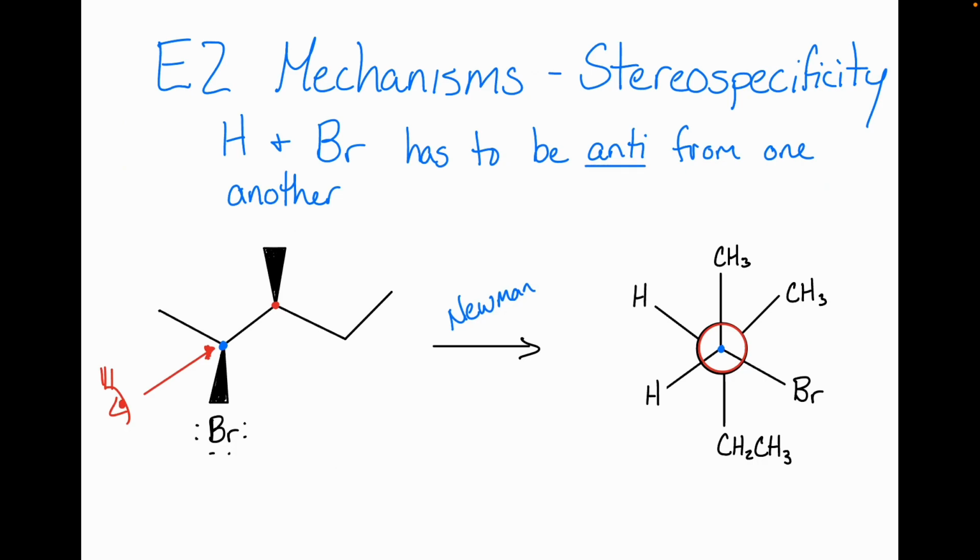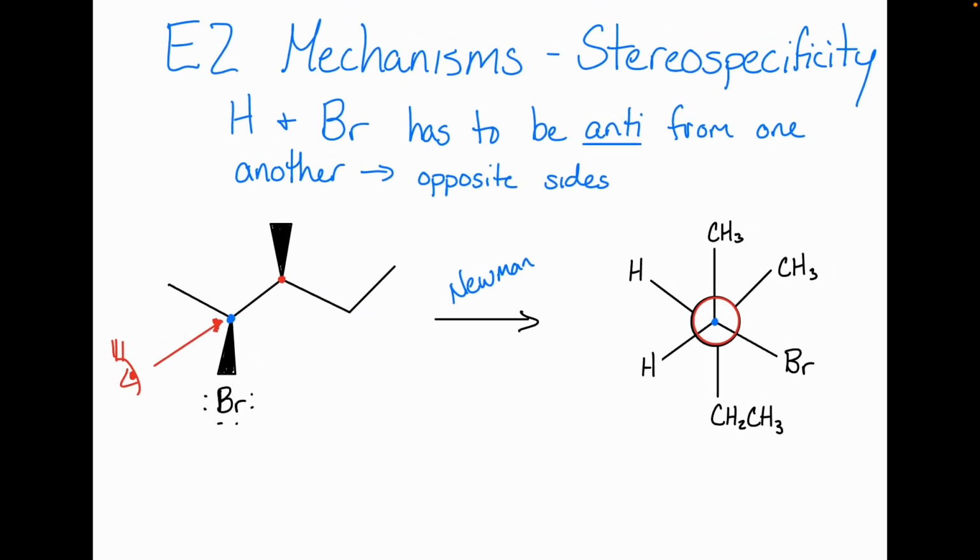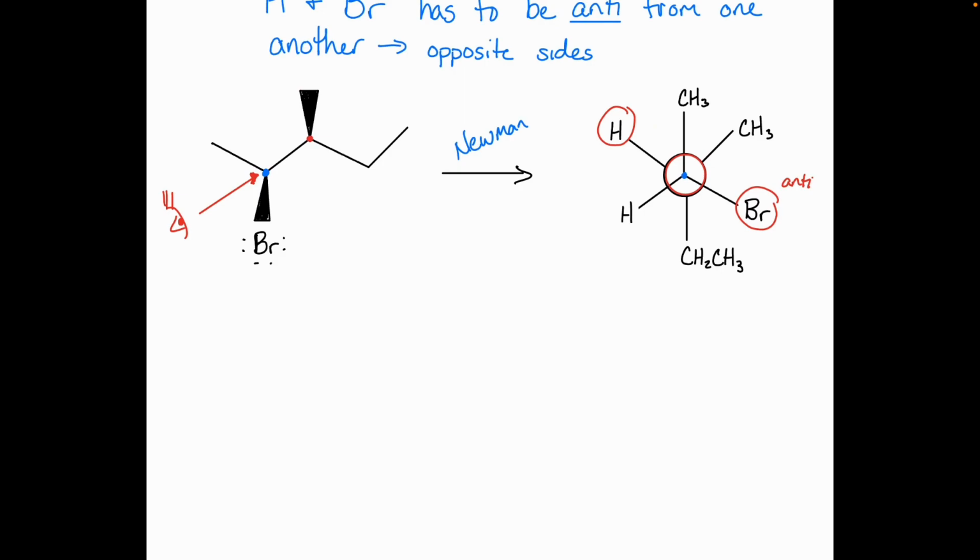And remember, what does this word anti mean? They have to be pointed on opposite sides. So in this molecule here, my bromine and my hydrogen, these are of the neighboring carbon, not on the same carbon, but of the neighboring carbon, the hydrogen that's going to get removed, are anti from one another. So I'm only going to get one stereospecific product from this, from elimination of that carbon. Okay, so let's just draw it out again because it's got a little messy.